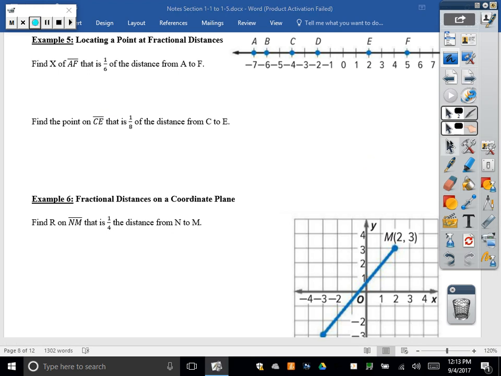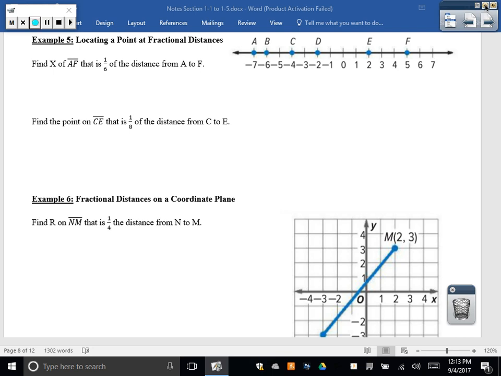Okay, so I must have lied. I think I have 3 examples here now that I'm thinking about it. Example number 5 says this. We're going to locate points at fractional distances. Oh, that's like a cuss word. Don't use the F word in math. Fractional. All right, believe me, it's not that bad.